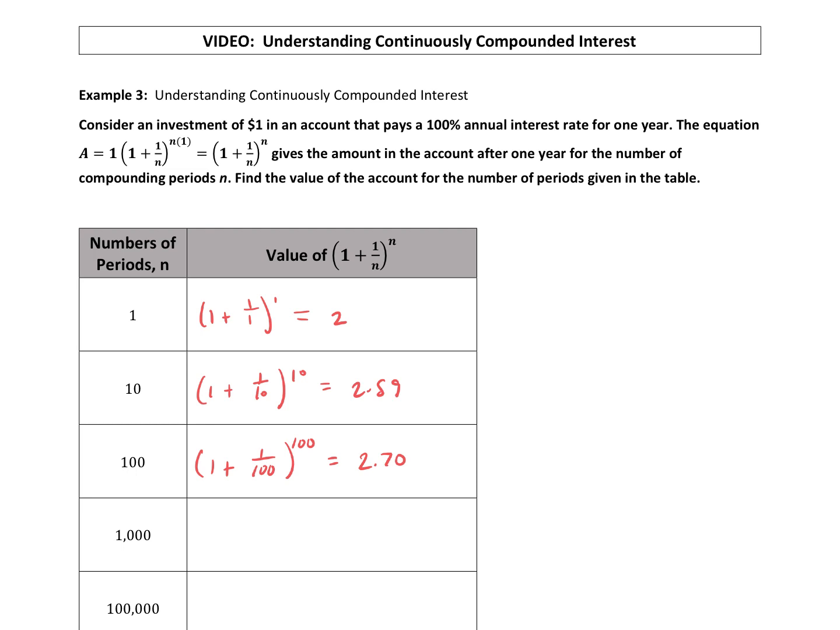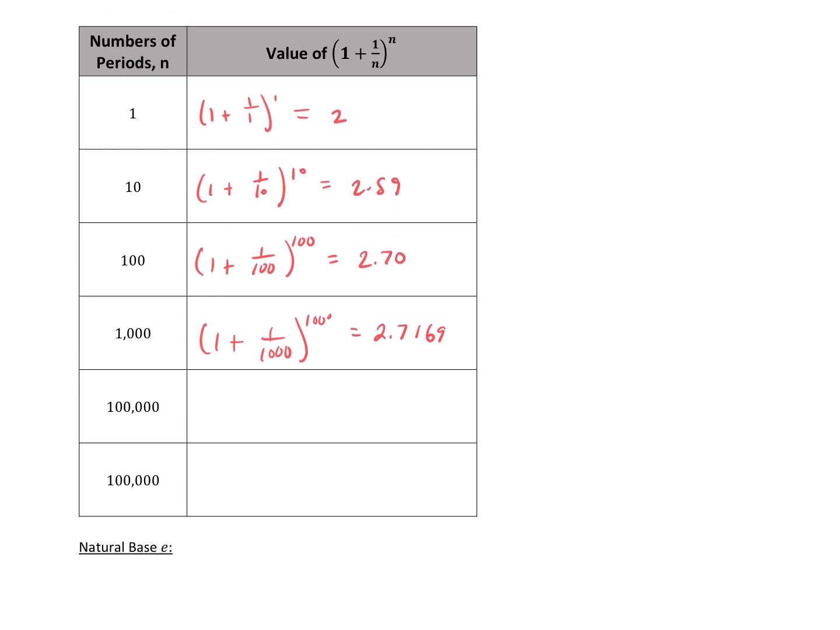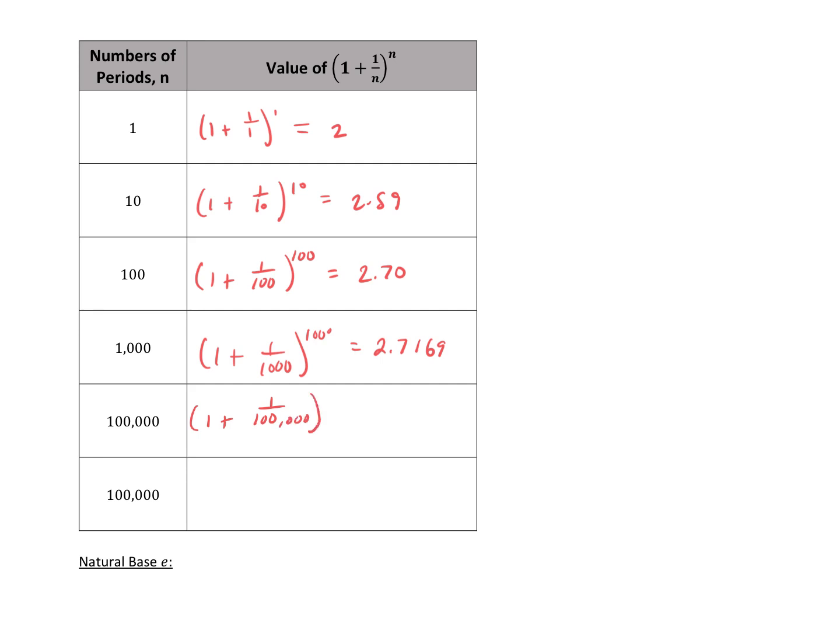What if n is 1,000? That's a lot of compounds in a year, right? We're just calculating interest like crazy. 1 plus 1 over 1,000 raised to the 1,000 power, we get 2.7169. How about 100,000? 1 plus 1 over 100,000 raised to the 100,000 power. Grab your calculator and see if you can calculate this out the same way I have. 2.71826.